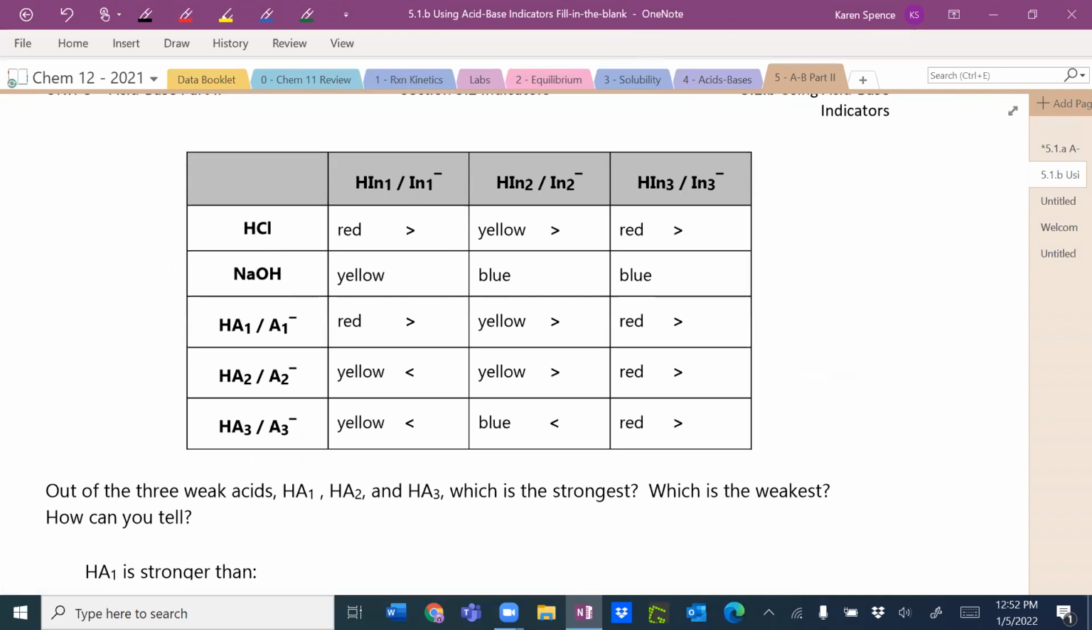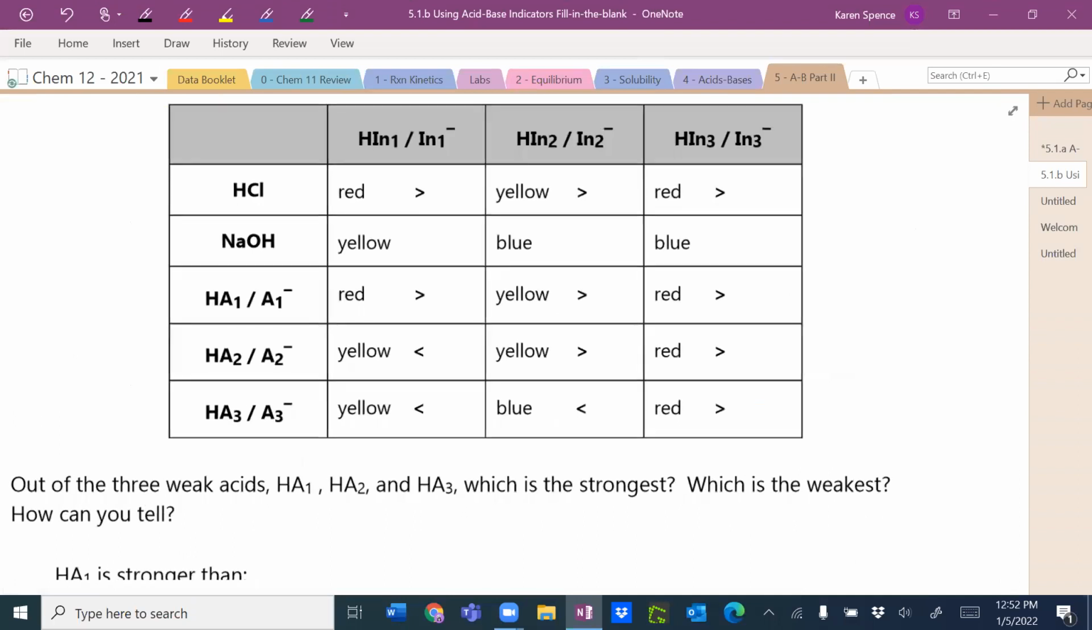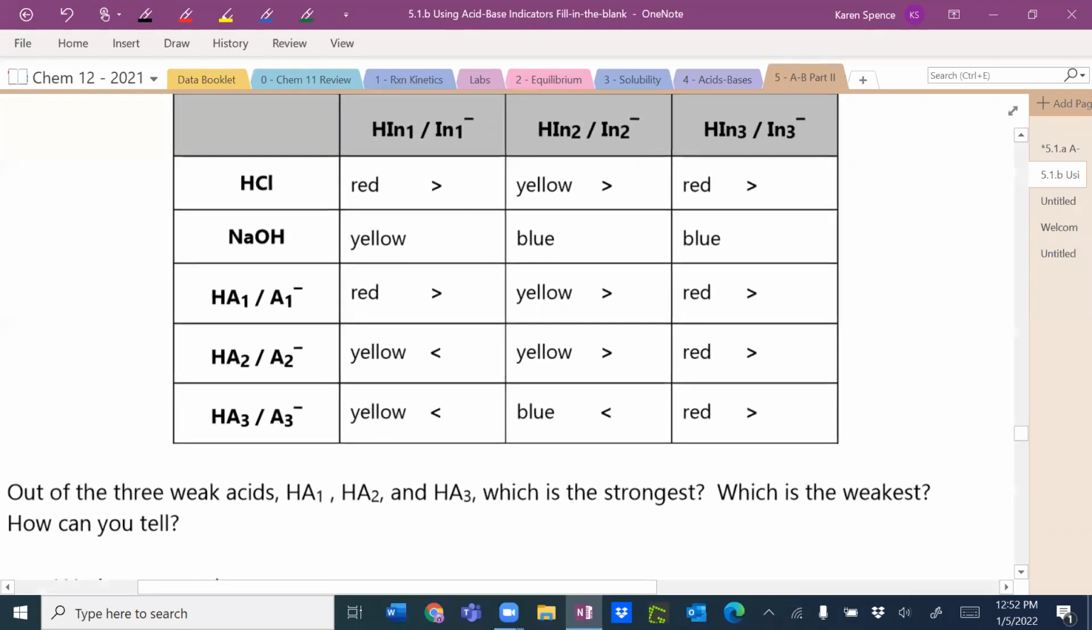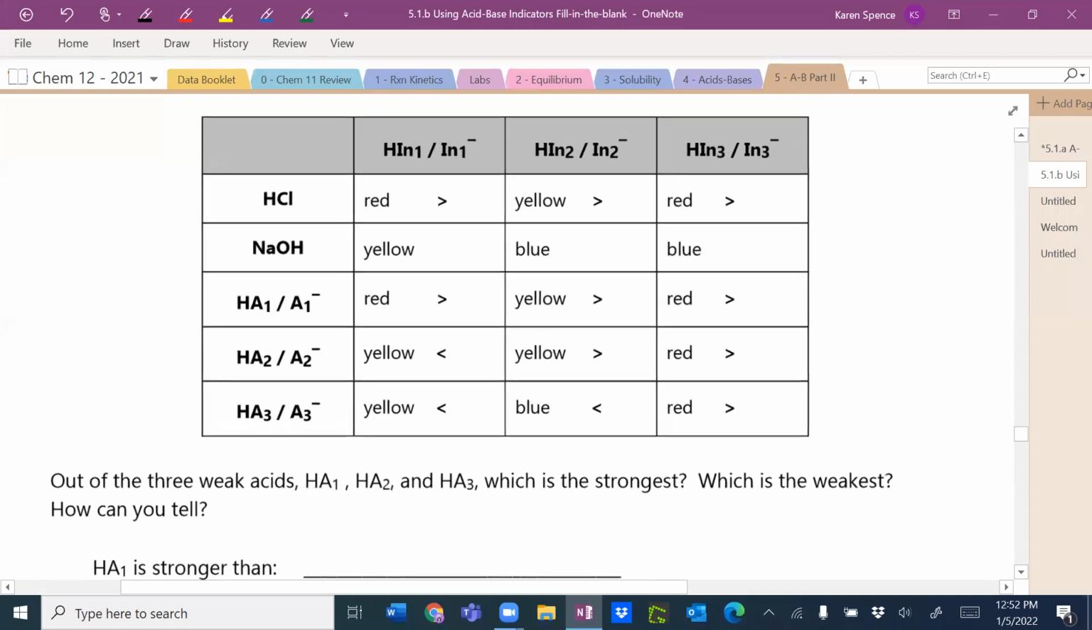If you want to, you can go back and see if you can fill it in successfully and make this happen. All right. So out of the 3 weak acids, now we have all our greater thans and less thans filled in. How can we tell which of HA1, HA2, and HA3 is the strongest? And how can we tell which is the weakest?